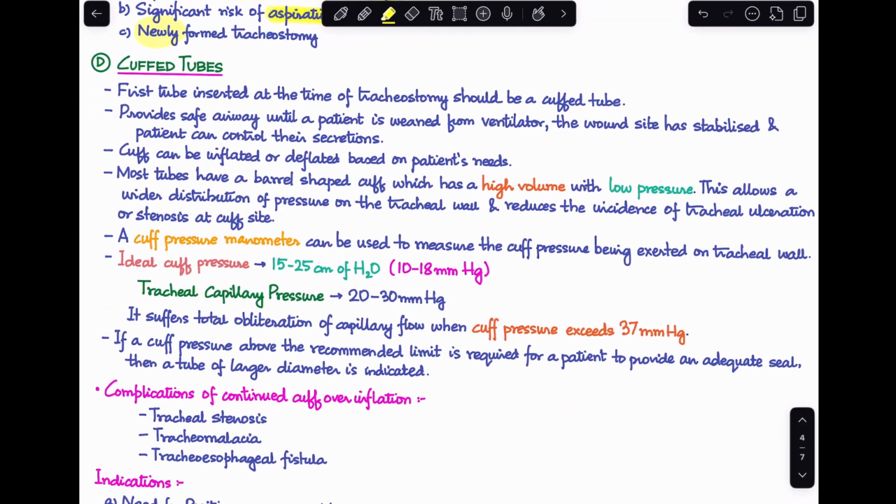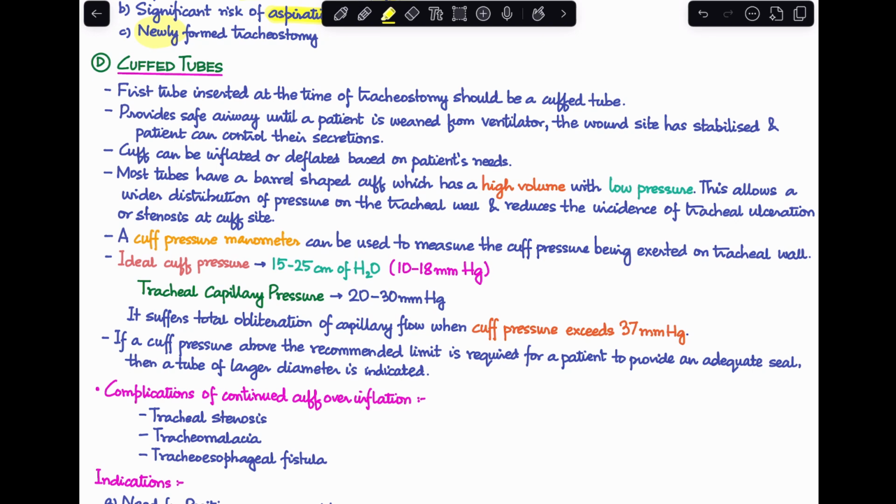Next is cuffed tubes. Now, there's a lot to know about here. So, a cuffed tube is usually the first tube that we insert during the time of tracheostomy. This tube helps you in providing a safe airway until a patient gets weaned from the ventilator, the wound site gets stabilized, and the patient can control their own secretions. You can deflate and inflate the cuff as and when needed according to the need of the patient.